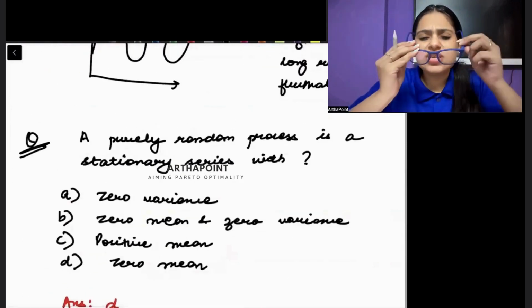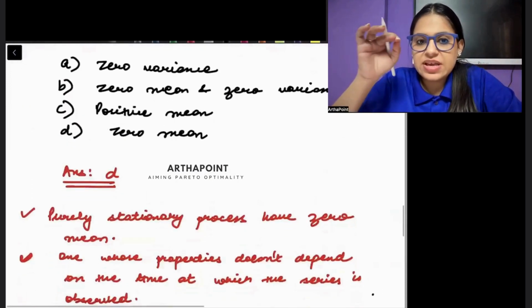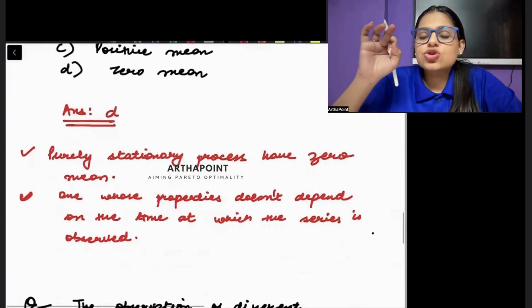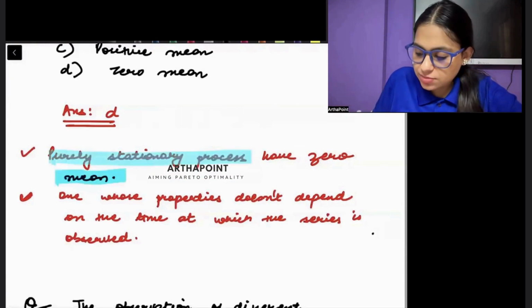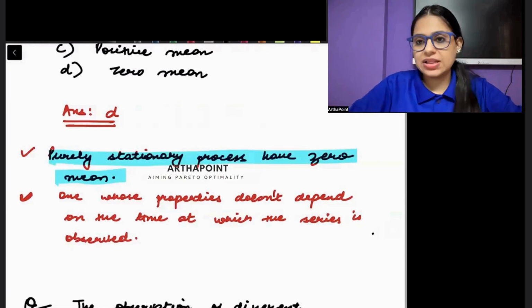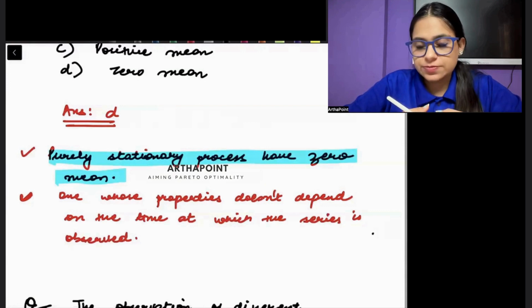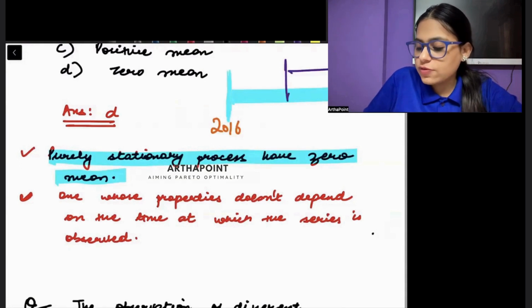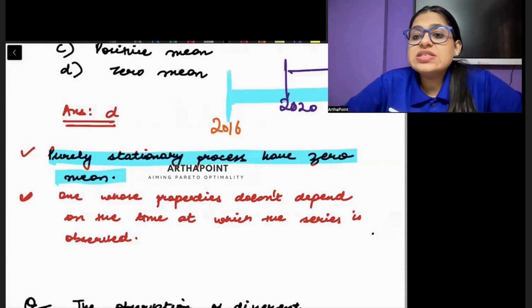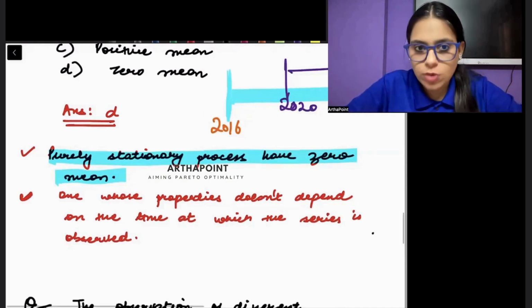A purely random process is a stationary series with. So if it is a purely random process, we expect that the mean would be 0. So any stationary process, any pure stationary process, has 0 mean, right? And stationarity का मतलब क्या है? Stationary होने का मतलब क्या है? That the properties do not depend on the time period at which the series is observed, right? So if I start observing the series from 2016 onwards or from 2020 onwards, the properties would be the same. It will not be affected by the time at which the series was observed.